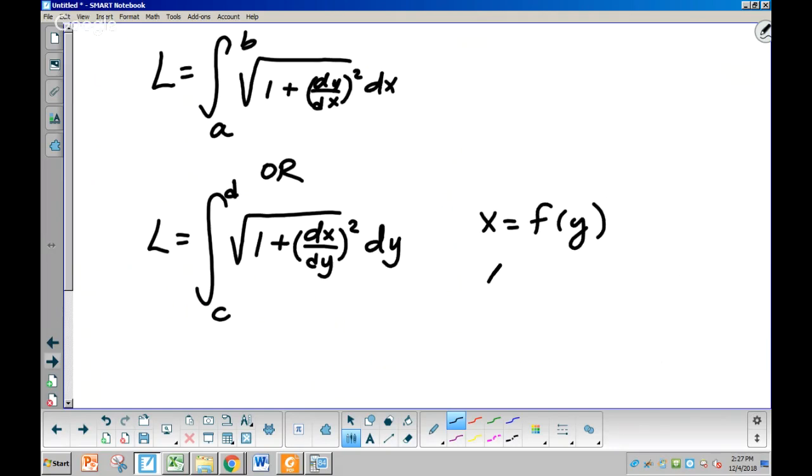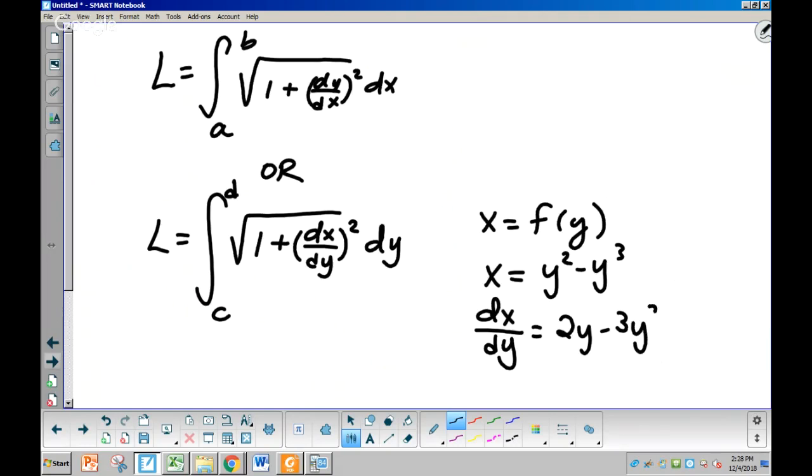I'll give you an example. So x equals, I don't know, y squared minus y cubed. So dx/dy, the derivative of x with respect to y, is what? You just take the derivative with respect to y over here, which is 2y minus 3y squared. You see the difference? That's all there is to it. It just depends upon what your setup is and what you were given in your problem statement.